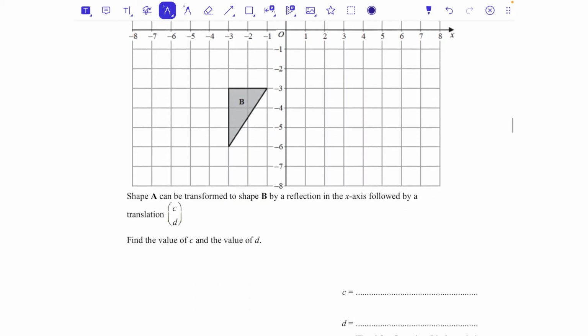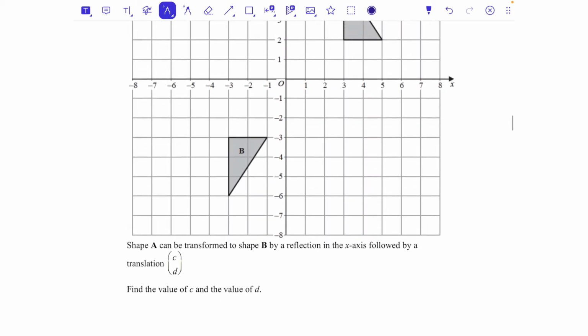Wonderful, 2 marks for that one. Question number 5, and we have some transformations. It says shape A can be transformed to shape B.